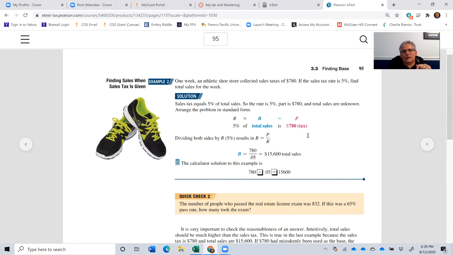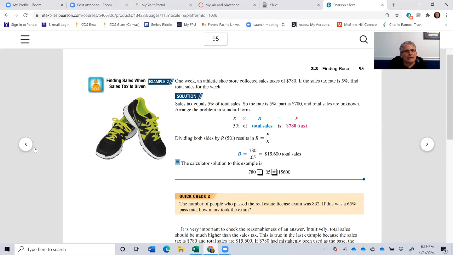Really, the hardest part of the problem is that you have to read the problem and understand what you're looking for, whether it's the base, the part, or the rate. Once you figure that out, it's academic. It's pretty easy to go through the formulas and figure out what you need. All right, so here is finding sales when sales tax is given. Let's say somebody gave you the sales tax and the sales tax rate. Well, what was the base? What was the amount of the sale, or the retail amount?